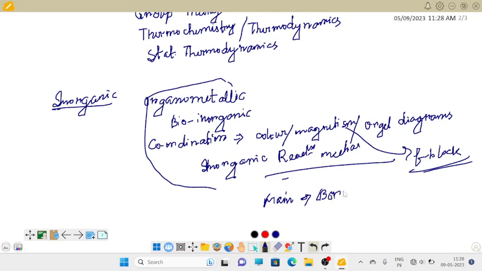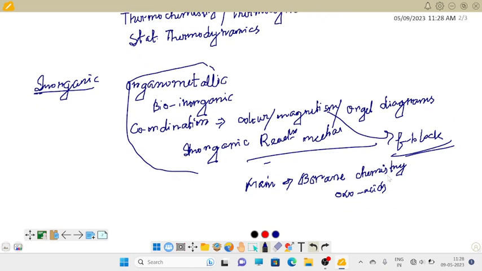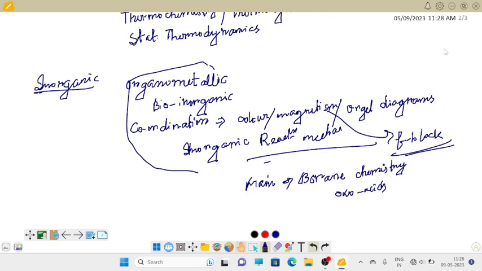Boron chemistry. Reactions about boron, preparation of boron, some oxoacids. Okay, these are the things.